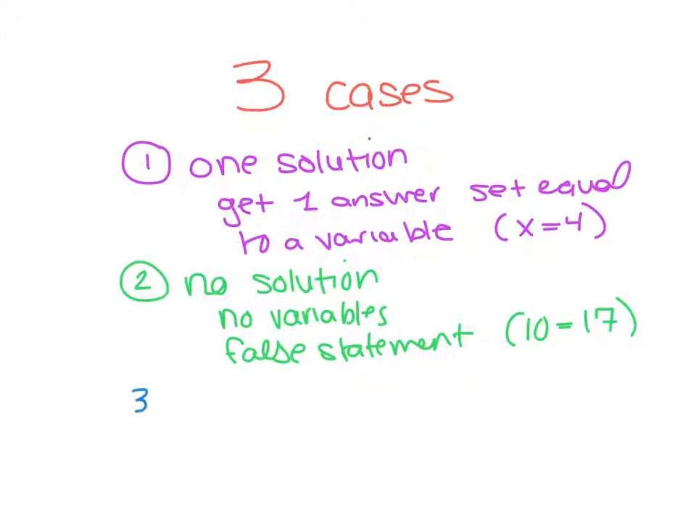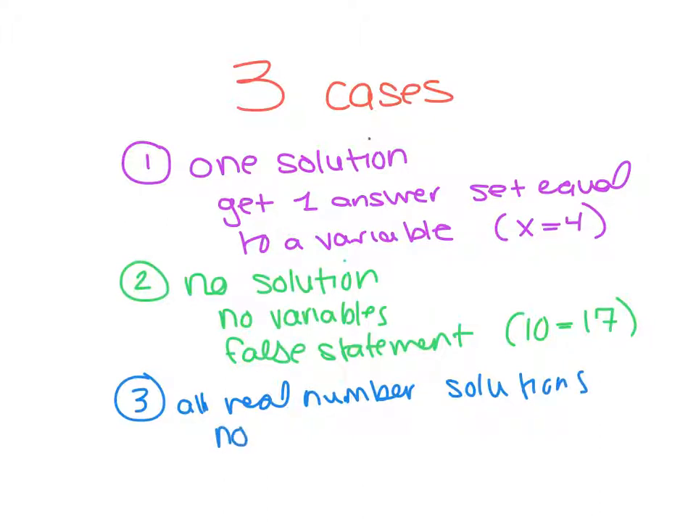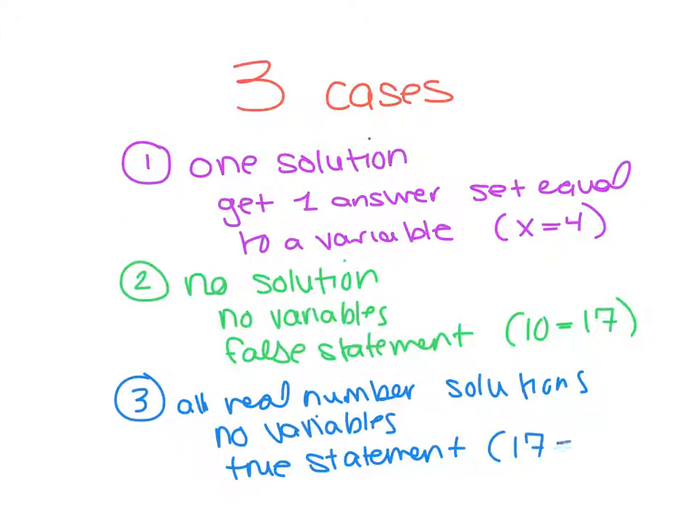And then finally, our last option is that we have all real number solutions. And what will happen here is that you'll have no variables, just like your no solution situation. Your variables will undo each other at some point and they will be gone, but you'll be left with a true statement. So something like 17 is equal to 17, something that is true, telling you that all real numbers will work in that equation and will make that equation true.